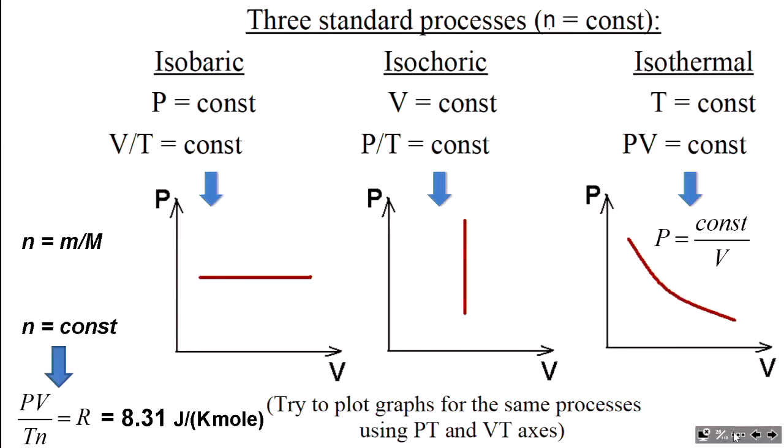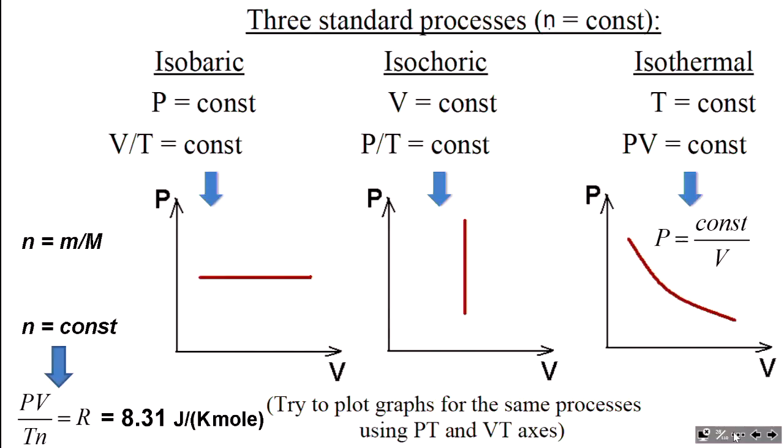These are the graphs. These graphs have a name, a PV diagram. It describes what is happening to the pressure as a function of volume. When pressure is constant, of course, it doesn't change. This is the graph for the isochoric process. Pressure changes, but the volume is constant.